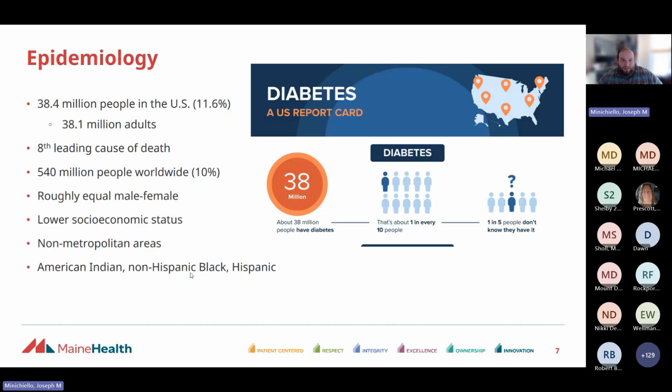It's a space where research and funding is important because there are lots of people who benefit from better treatments. It seems to affect males and females roughly equally, and affects folks of lower socioeconomic status more. Part of that comes down to nutrition, access to exercise, education, etc. It seems to happen more in non-metro areas, so the more rural you get, and you can look at some of the confounders that might lead to that. And then a few of the different ethnic groups that it seems to affect a little bit more.